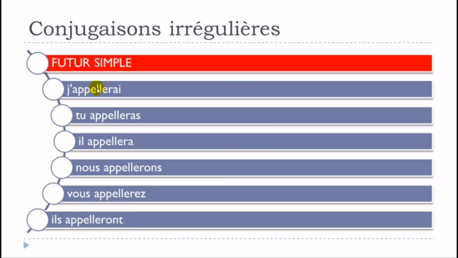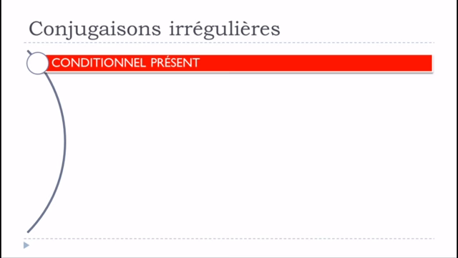So remember, you double the L, so it does open the sound of this E, and you get E, okay? J'appellerai, tu appelleras, il appellera, nous appellerons, vous appellerez, ils appelleront. Okay? Let's see now le conditionnel présent.